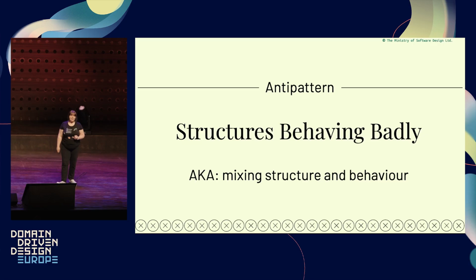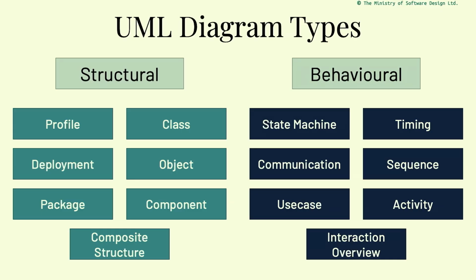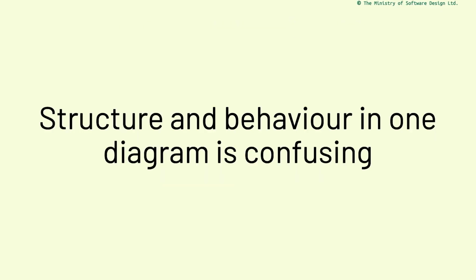Antipattern: structures behaving badly, or mixing structure and behavior. Now, this is something that UML got right. We should have structural diagrams and behavioral diagrams. If we put them both into one diagram, it can become very confusing and cluttered.